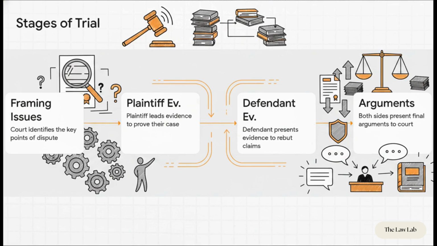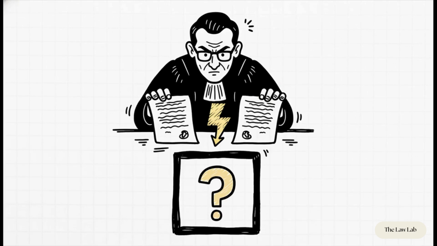It moves from the framing of issues, right into the plaintiff's evidence, then the defendant's evidence, and finally wraps up with closing arguments. So, it all starts with the court framing the issues. Honestly, this is a brilliant step. The judge looks at the plaint, looks at the written statement, finds exactly where these two parties actually disagree, and translates those disagreements into specific questions of fact or law. Those questions are the issues. And framing them officially marks the start of the trial.